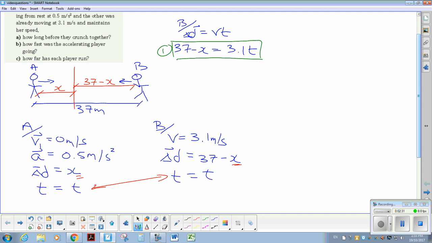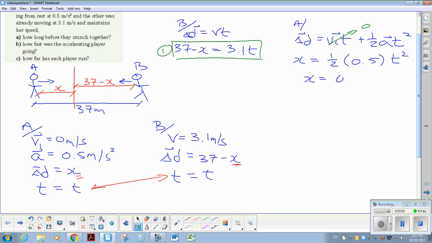So let's look at what happens with person A. When I look at person A, I have d, v1, a and t, so I'm going to use delta D equals v1t plus 1/2 at squared, because that's what information works here. v1 is 0, so that term will go to 0. So delta D, which is x, equals 1/2 times acceleration 0.5 times t squared. Simplifying that down, we get 0.25 t squared. And again, I'm kind of stuck because I have one equation, two unknowns.